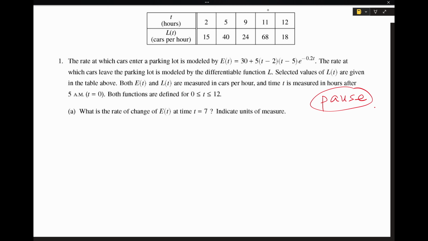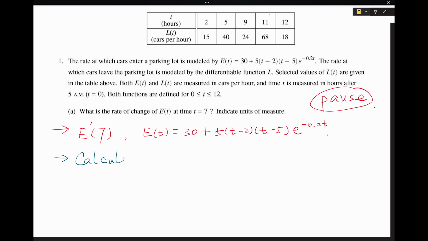Based on the information of this question, the rate of change of E would be the derivative of E at time t equals 7. In addition, we know that the expression of function E is shown here. Finally, we are going to use the graphical calculator to solve this equation to have the final result of 6.165.